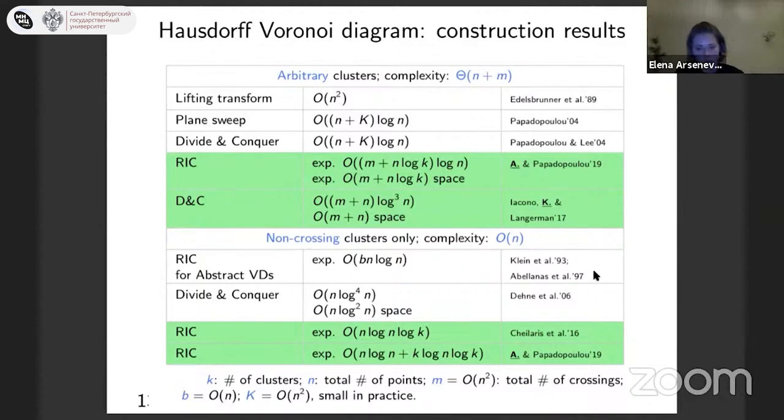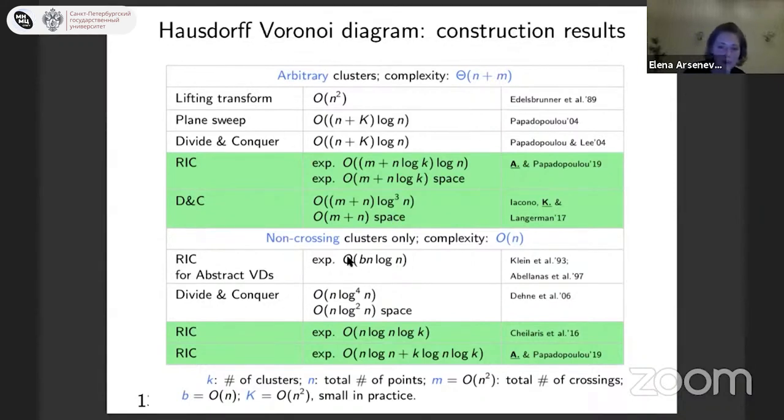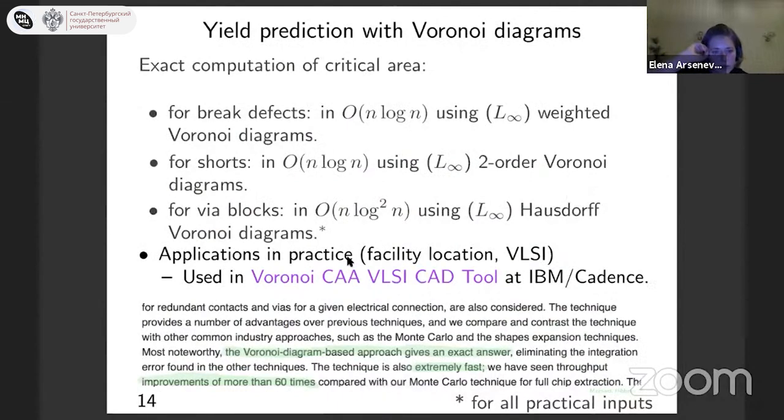Okay, so I will not really explain the algorithms, because we don't have so much time for this, but you can ask me afterwards. What we were talking about in this part is yield prediction using Voronoi diagrams. We saw that the critical area can be easily computed exactly using different Voronoi diagrams for different defects. So L-infinity weighted; L-infinity in parentheses, because if you want to model your defects as circles, then you can do it with L2 Voronoi diagrams, and this is not a problem. For shorts you use order two Voronoi diagrams. For via blocks you use Hausdorff Voronoi diagrams.